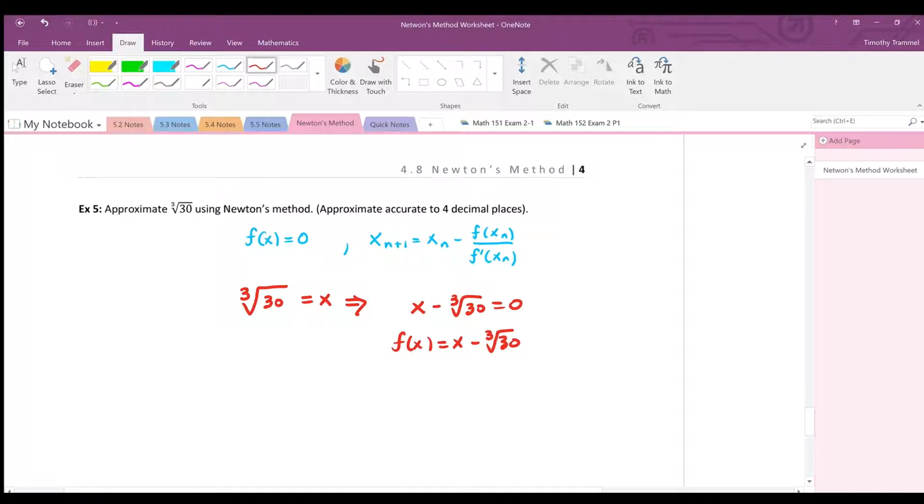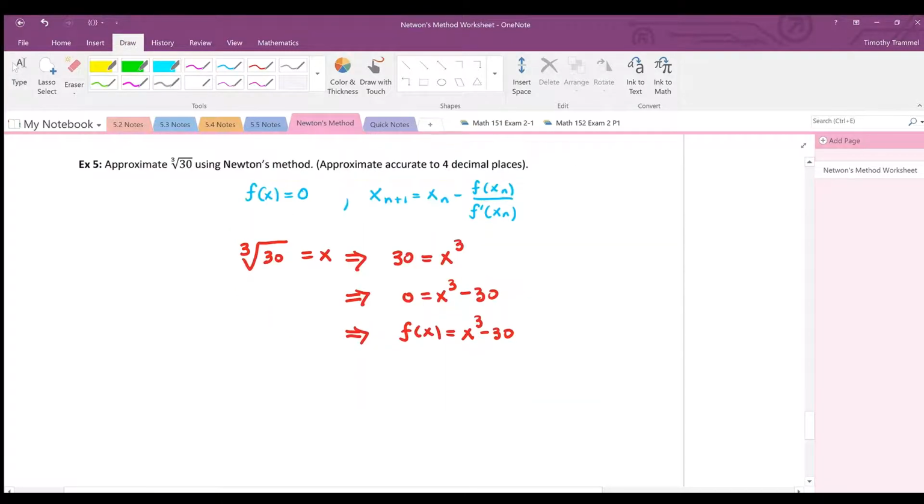While this would work, it relies on the fact that we know what the cube root of 30 is. If we don't know what the cube root of 30 is, what we could do instead is cube each side of this equation. That gives us 30 is equal to x cubed. From there, you could subtract 30 on each side, and so you get x cubed minus 30. And so this gives us that our f of x is x cubed minus 30.